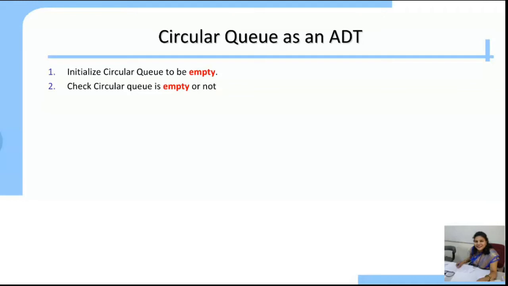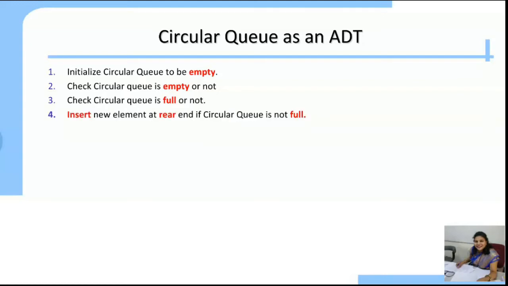Why are we checking this? Because if the queue is empty, we cannot perform the delete operation. Check the circular queue is full or not. Why? If it is full, we cannot perform the insert operation. Insert a new element at the rear end if the circular queue is not full. Delete the element from the front end if the circular queue is not empty.